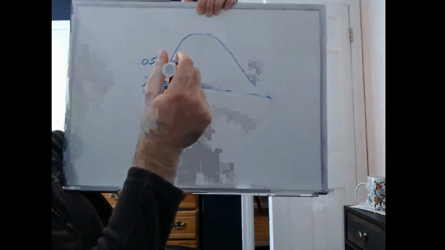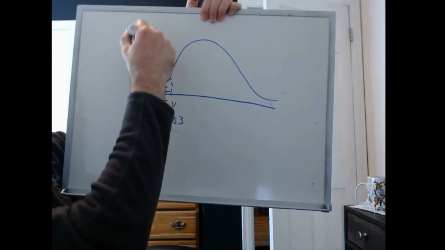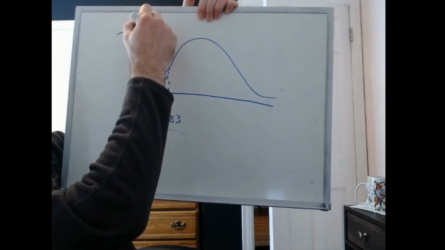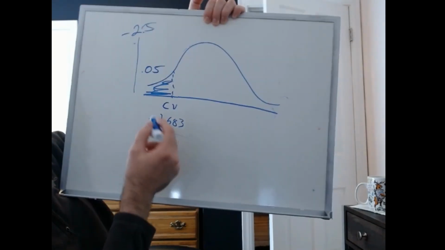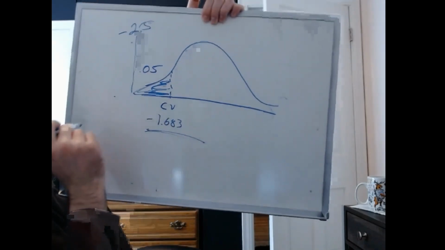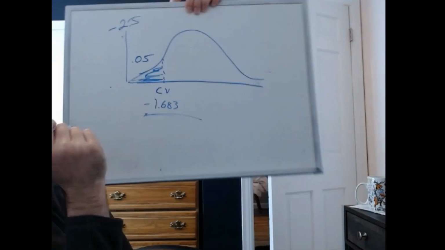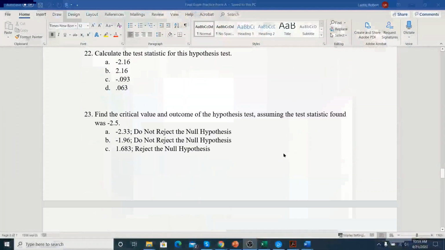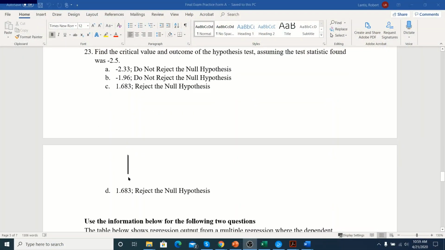Well, I was told to assume that the test statistic was negative 2.5, so where would that fall? Well, if I plotted it, right, somewhere out here. So it's definitely in my rejection region. So here's my critical value, and my decision should be that I reject. So if we go to the answer keys, we should find, oh, there might be a typo here. Let's see.